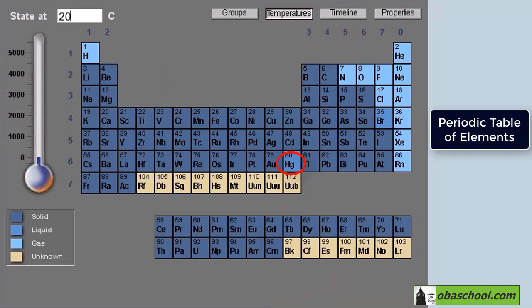A fun fact is that mercury has a symbol of Hg. That is because mercury is actually known as hydrargyrum. So we symbolize it as Hg. Some elements are gases at room temperature, like helium, neon, fluorine, and others. In light orange, notice that these are of unknown states. Some elements' states are unknown at room temperature.